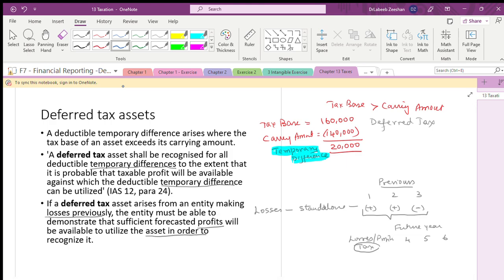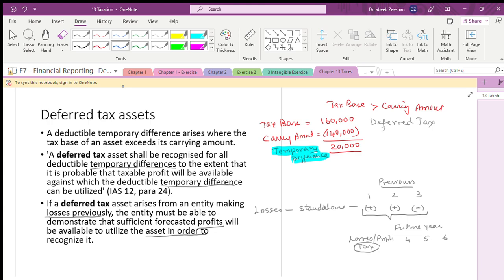Especially, deferred tax is recognized for all deductible differences, because whenever there is a temporary difference, we cannot avoid tax. And it is probable that taxable profit will be available against which the temporary difference can be utilized. This is the basic understanding.